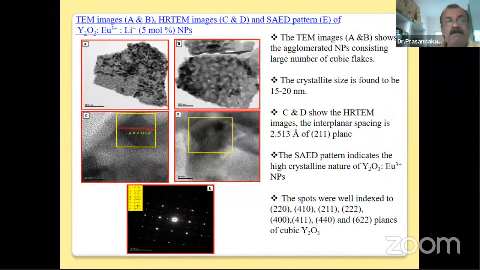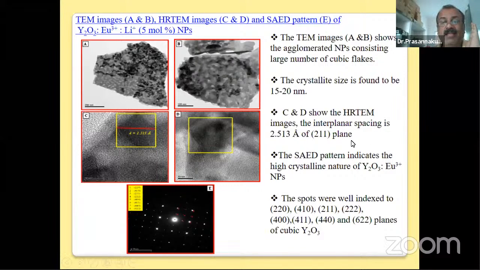Next, these are the TEM images. These two are the TEM images. They show agglomerated nanoparticles consisting of a large number of cubic flakes. Here the crystal size is found to be 15 to 20 nanometer. It almost matches exactly with the XRD. That is why our sample is a nanoparticle.